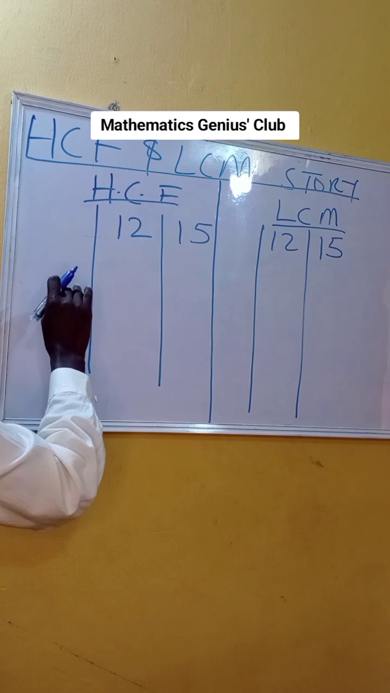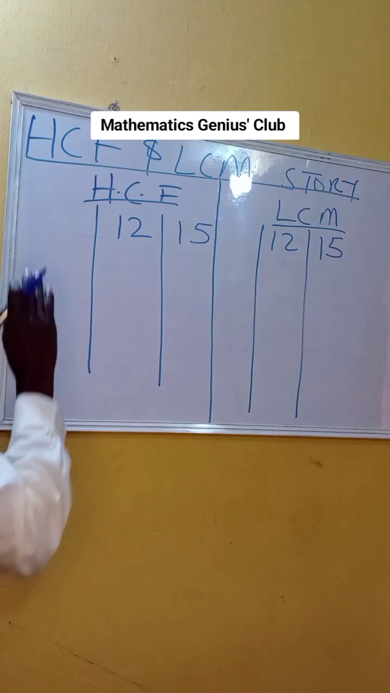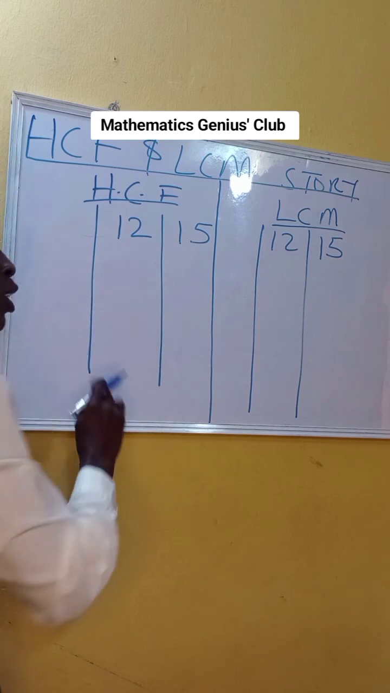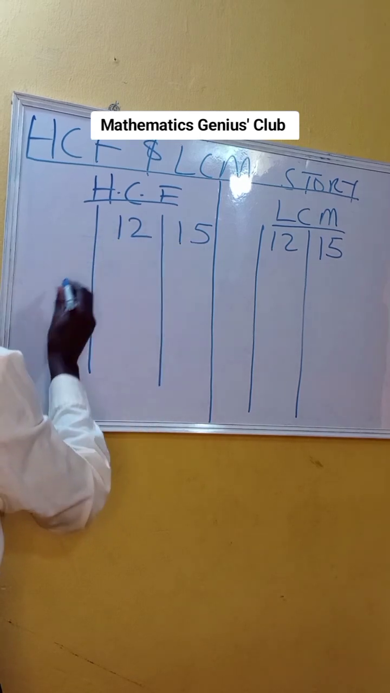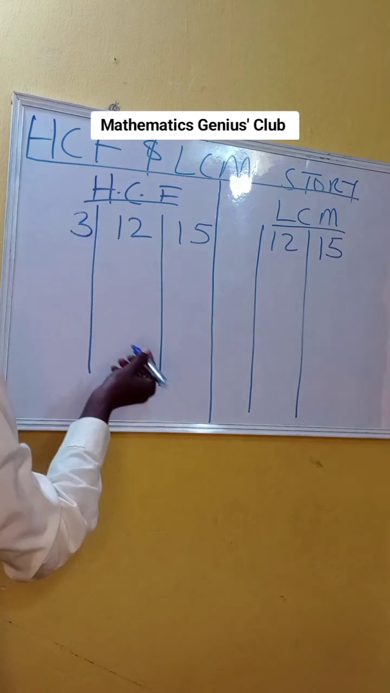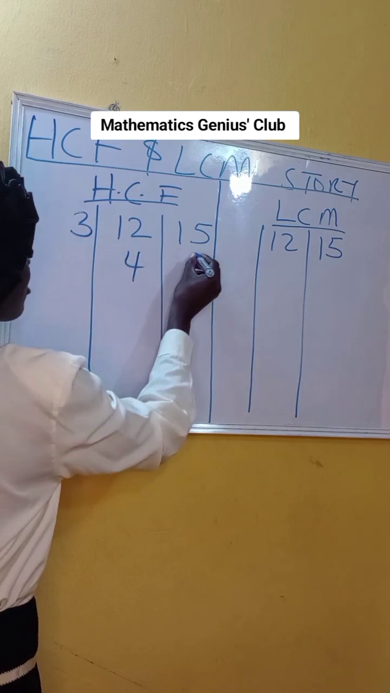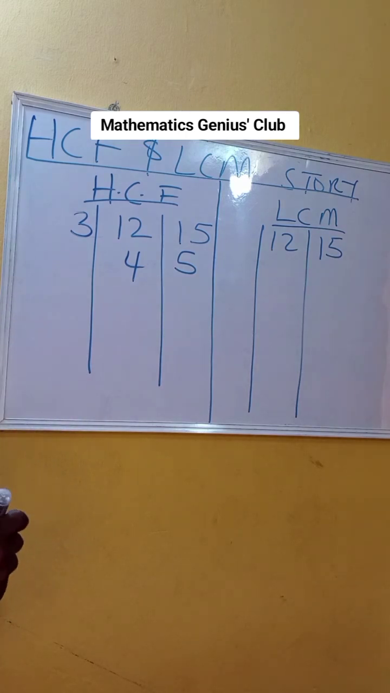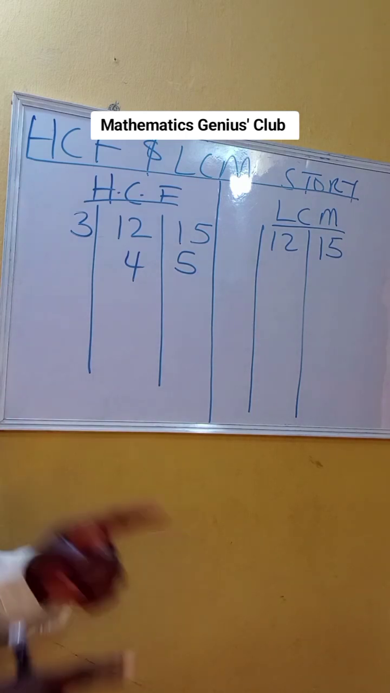In this method, we're going to be dividing by prime numbers. So for HCF, the prime number you will use must be able to divide the two numbers. The only prime number that can divide the two numbers that we have is 3. 2 cannot divide the two numbers. So we have 12 divided by 3 is 4. 15 divided by 3 is 5. So this is where we are going to stop for HCF. Once the two of them cannot go at the same time, HCF slaves will rebel and say nobody is going.